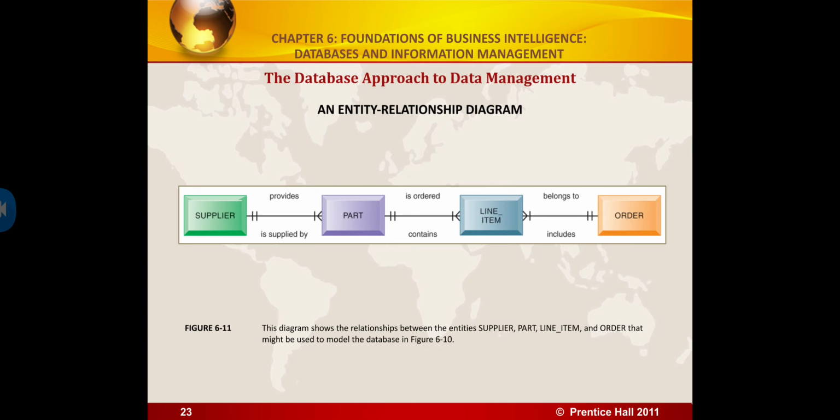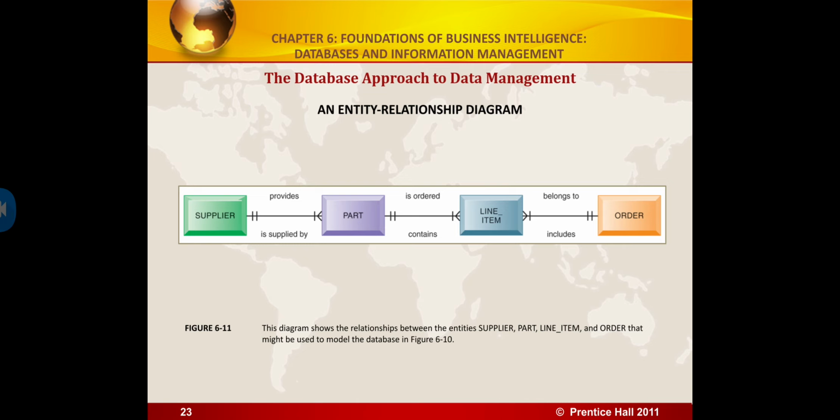So, on this diagram, we can see an example of an ERD. This diagram illustrates the relationship between the entities: supplier, part, line item, and order. The boxes represent entities, and the lines connecting the boxes represent the relationship between each entity.